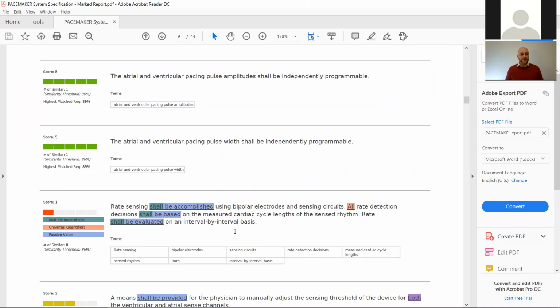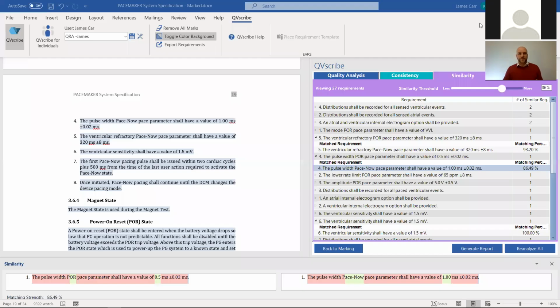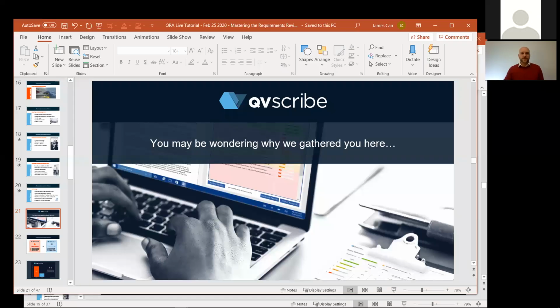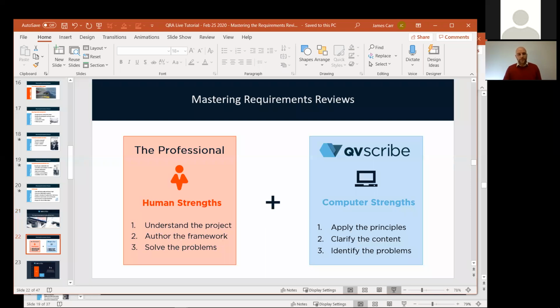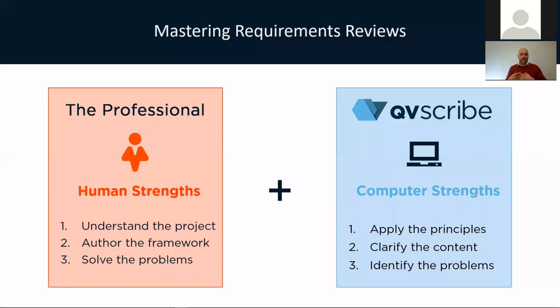Now, if we're actually changing the document, it's better to do it in QVScribe itself, because then you actually are made aware if you're making changes that negatively impact the score as well. But that's how the reports can be used in the context of a review meeting to help everybody prepare for that. So overall, the goal with QVScribe is to take what the computer is good at, so identifying these problems, bring them to the user's attention, and universally presenting that same information to everybody across the team. So the whole goal is to elevate the conversation.